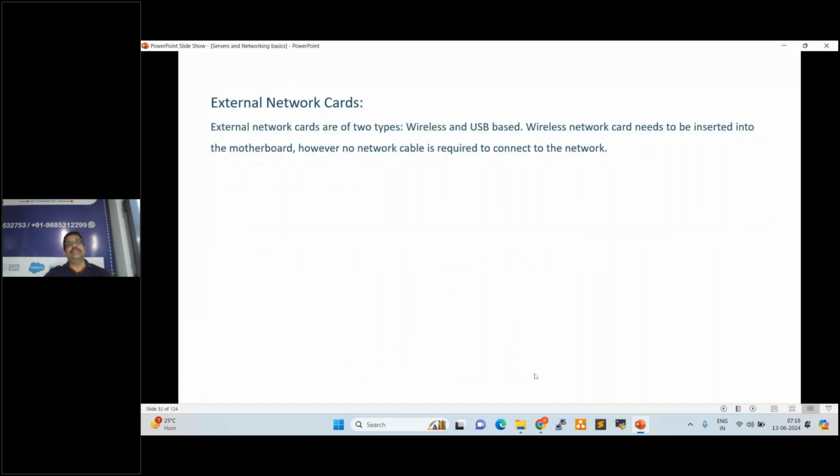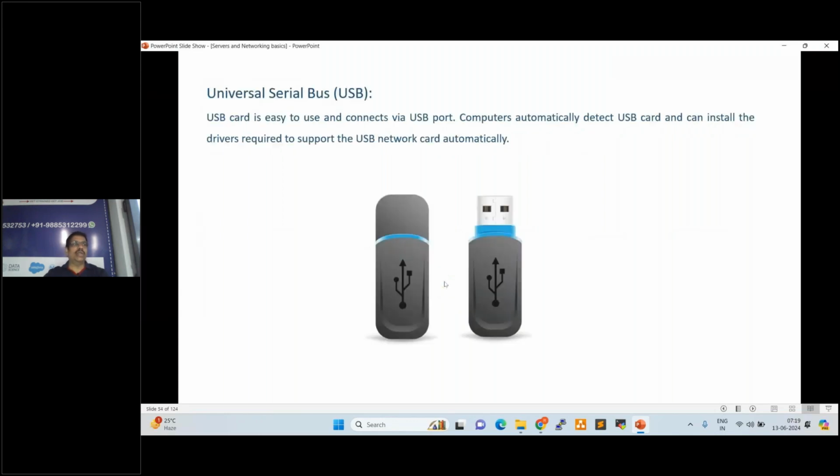External network cards are two types, wireless and USB. Wireless network cards need to be installed into the motherboard. However, no network cable is required to connect to the network. See here, this black one is wireless. This we can connect to our PCI card. This is the USB network card. A USB card is used to connect via a USB port. Computers automatically detect the USB card and can install the drivers required to support the USB network card automatically.